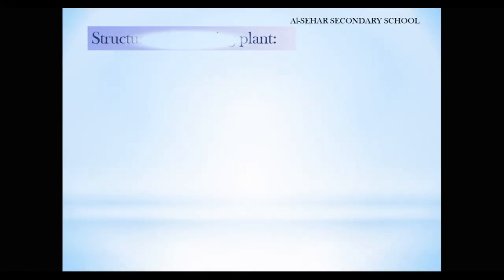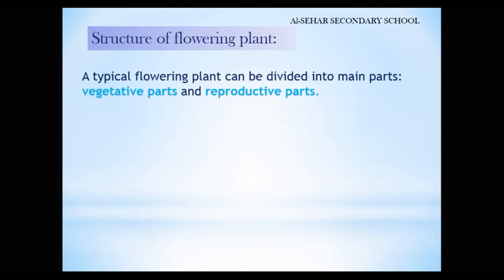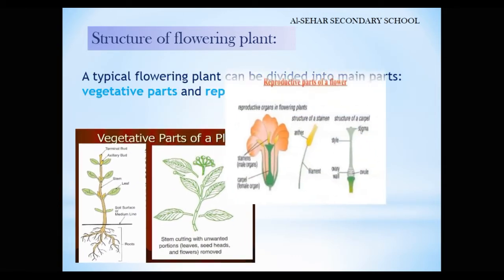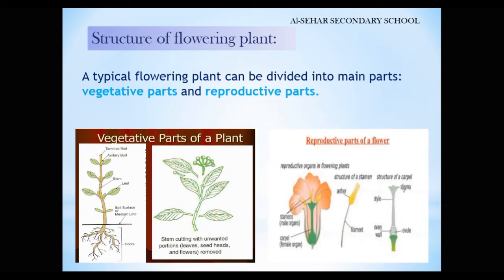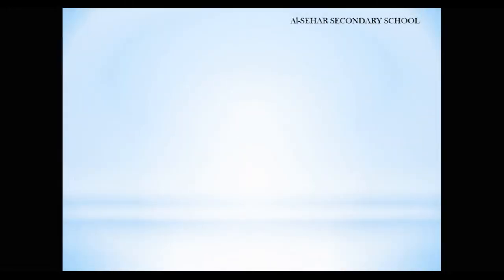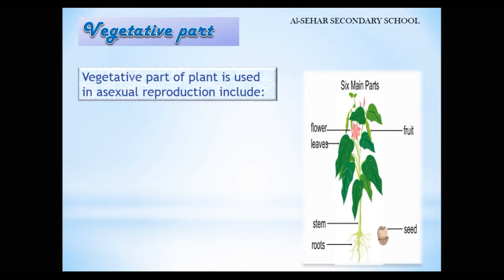Let's see. A typical flowering plant can be divided into two main parts: vegetative part and reproductive part, which you can see on your screen. The vegetative part of a plant is used in asexual reproduction and includes stem, roots and leaves.